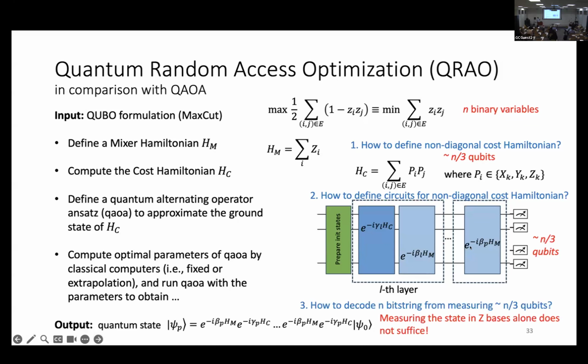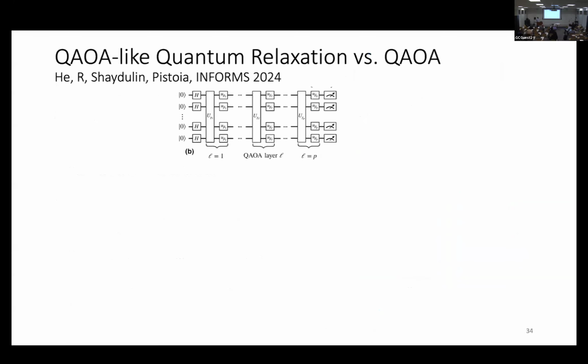But now what happens, as I think was also asked previously, is that we have n over 3 qubits because we encode 3 binary variables into 1 qubit. So the number of qubits is only one third of the original number of variables. Then we have to get the solution, right? Here, measuring the state in the Z basis alone will not suffice. We have to do more measurements in the other bases. How do we do that?